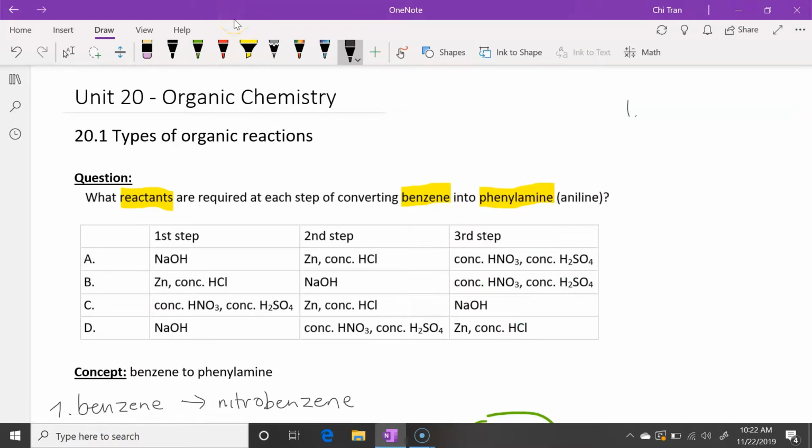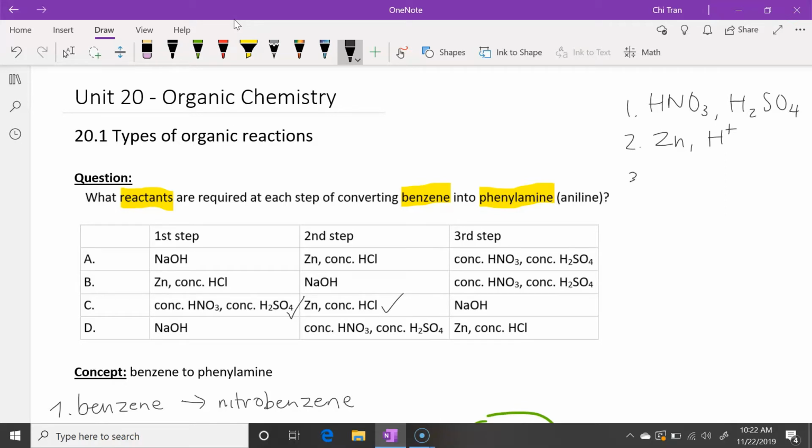Going back to the question, it's asking for the reactants, so let's recap. In the first step, we need nitric acid as well as sulfuric acid, so that works with option C. And then the second step, we need zinc, and it's under the acidic environment of H+, and H+ we get from hydrochloric acid. And so again, the answer C works.